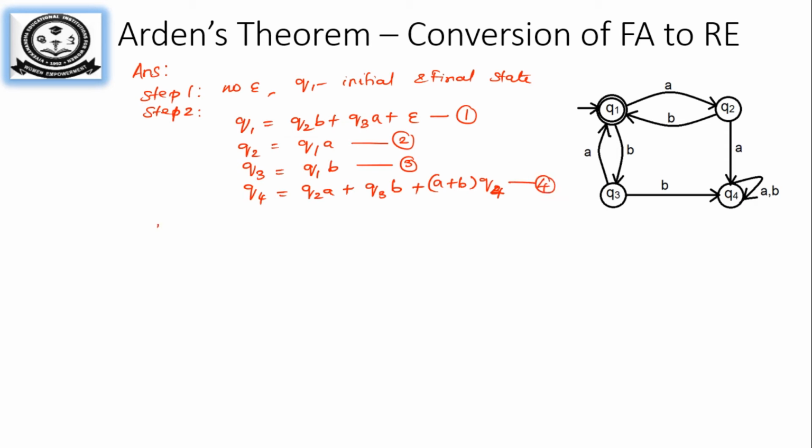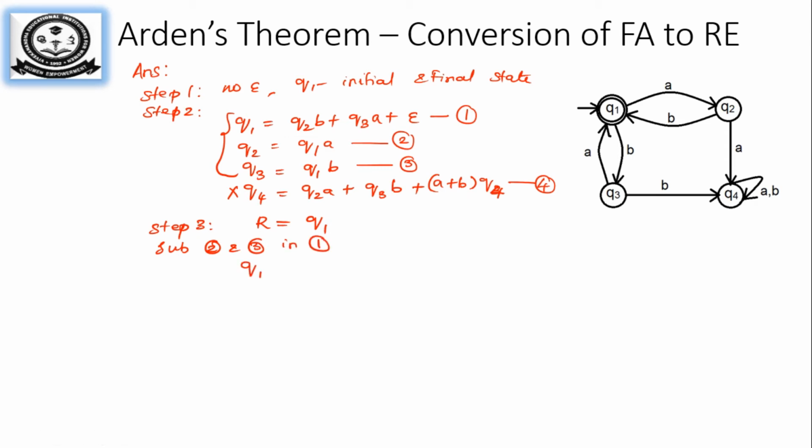Step 3, what is your regular expression? So your regular expression R is going to be Q1. Okay, so you can see Q1 is having only Q2 and Q3. So we will be using only the first 3 expressions. We will not be using the fourth expression. So first step you will do is substitute 2 and 3 in the equation number 1. Since it is a simple equation, we can do that.